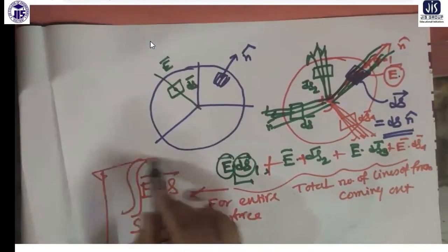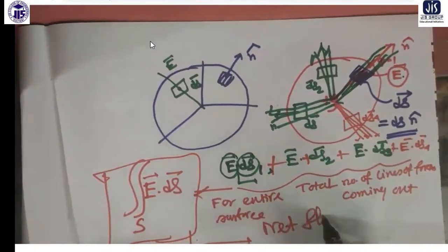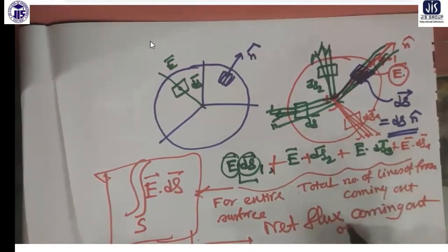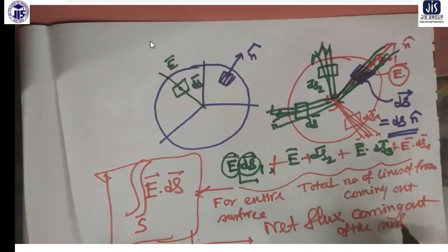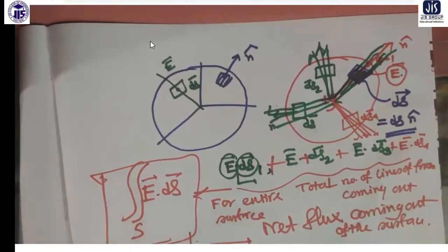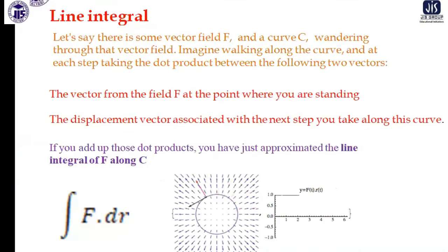So this is the concept of E dot ds. It talks about the net flux coming out of the surface. This is called the concept of volume and surface integral. So with this in mind, just let me get back to the PowerPoint, so that you can connect yourself. If you look at the PowerPoint a bit, now look here.